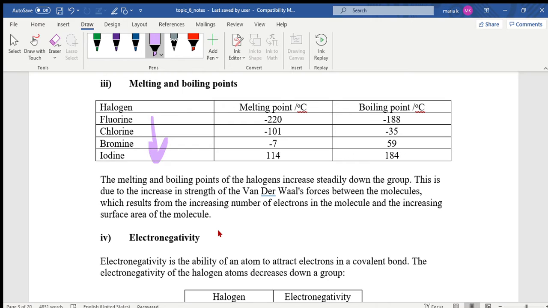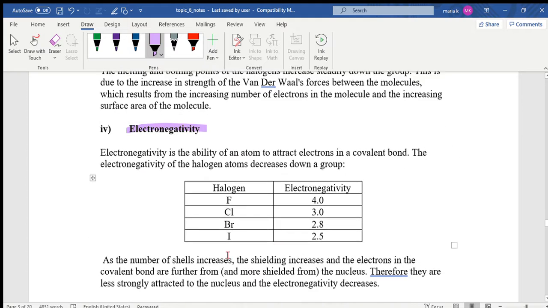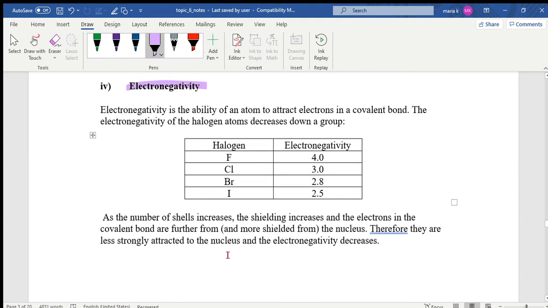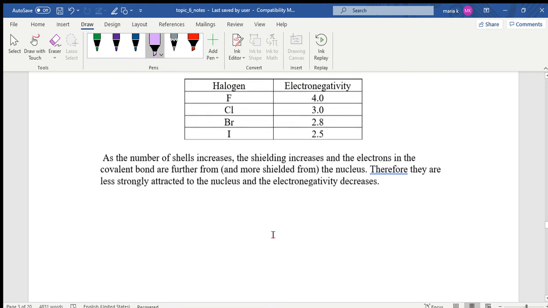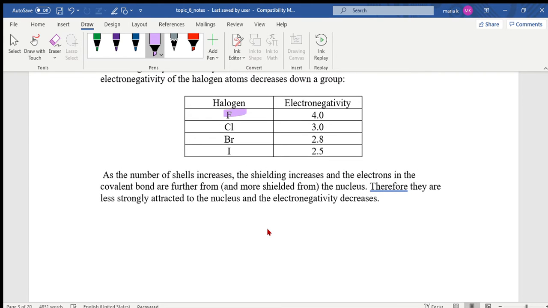Okay, and so electronegativity. This is the ability to attract a shared pair of electrons. Now, obviously, as you go down the group, there is more shielding with the same effective nuclear charge, and therefore the shared pair of electrons is less strongly attracted to the nucleus, and so the electronegativity decreases, with fluorine having the highest.